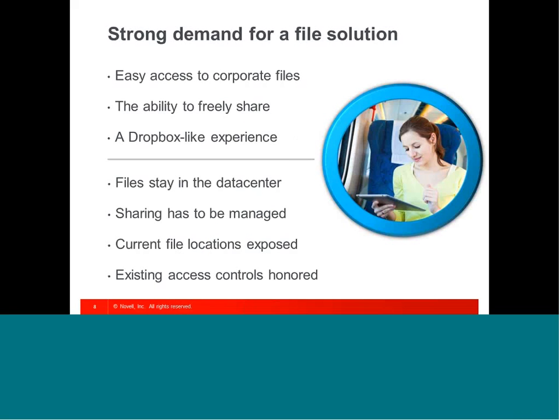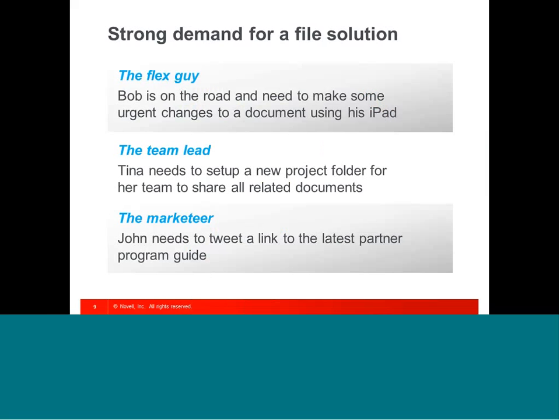So you see there's strong demand for people to access their corporate information or files that are stored on OES servers, Windows servers, regardless of wherever they are. They want to be able to share these documents easily with one another and get that sort of Dropbox ease of experience. Yet as an organization, you want to maintain control of those files. You want to manage who can share what, and you want to make sure that you don't have sensitive information being exposed out there.